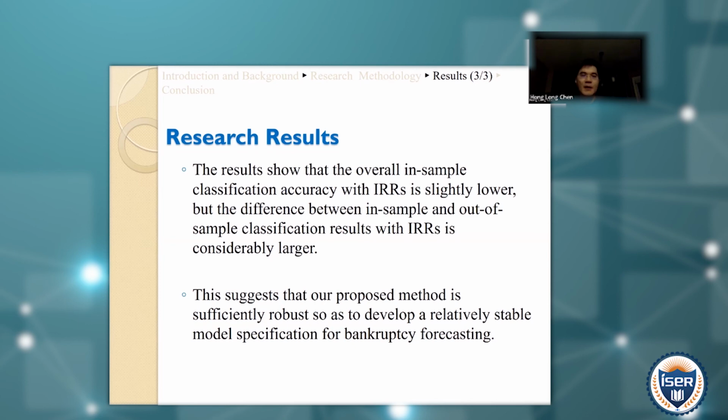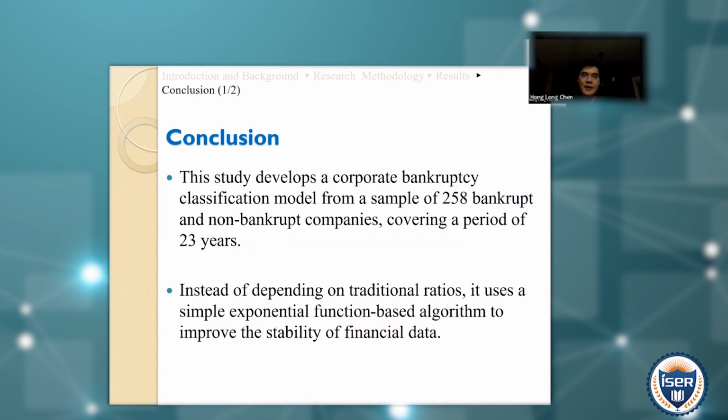Conclusion. This study develops a corporate bankruptcy classification model from a sample of 258 bankrupt and non-bankrupt companies covering a period of 23 years. Instead of developing on traditional ratios, we use a simple exponential function-based algorithm to improve the stability of the financial data.